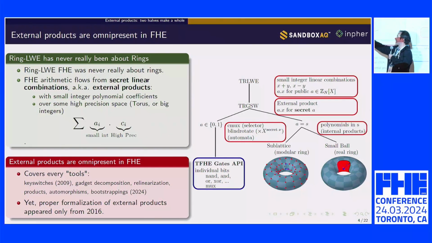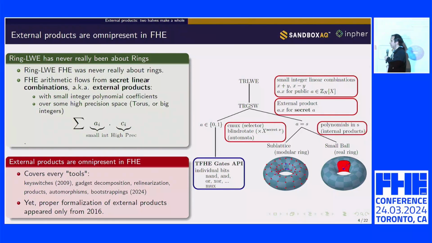Things that look like sum of a_i c_i, where c_i can be a plaintext, a ciphertext, or whatever in high precision, and the coefficients of the linear combination will be small integer polynomials, usually. These external products are really omnipresent in FHE. It covers mathematically every tool, starting from the key switch from 2009, gadget decomposition, relinearization, etc. It's just that the term external product was not used from the beginning.